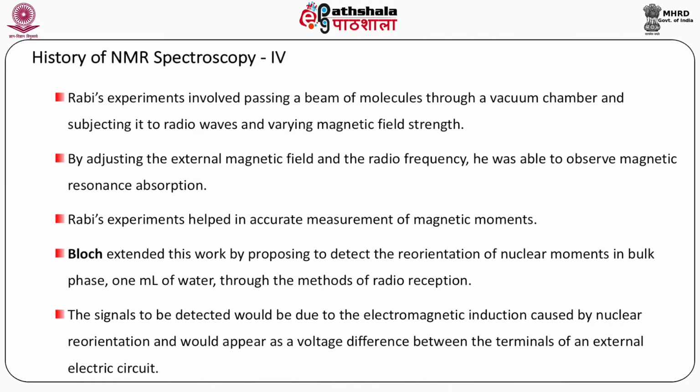Bloch extended this work by proposing to detect the reorientation of nuclear moments in bulk phase, which was 1 ml of water, through the methods of radio reception. Till Rabi's experiments, we only had molecular beams dealing with solids, and Bloch brought in the chemistry. He brought in a bulk phase, 1 ml of water. The signals to be detected would be due to the electromagnetic induction caused by nuclear reorientation and would appear as a voltage difference between the terminals of an external electric circuit.